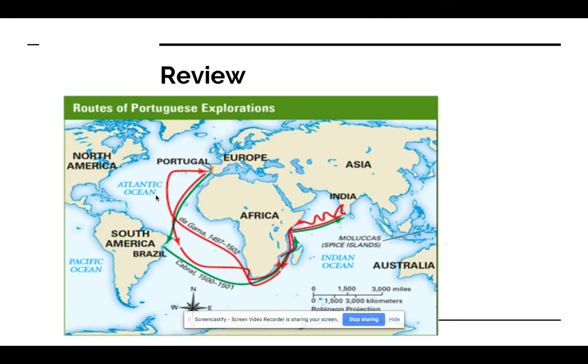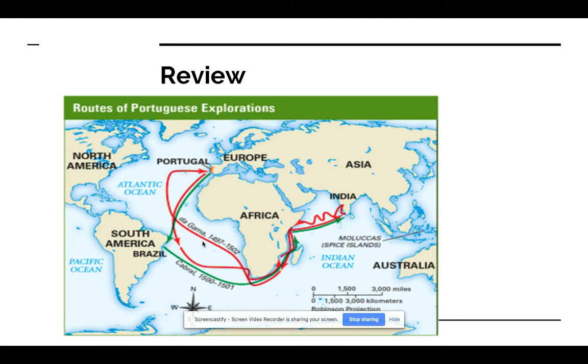All right, good. So one thing you want to consider, relating to that last slide, is that the goal is to get to the Spice Islands, to make trade less costly and also more efficient. So the Portuguese, under the leadership of Prince Henry the Navigator, who was willing to invest a lot of money in these expeditions, had two prominent sailors: Vasco da Gama and Bartholomew Diaz.